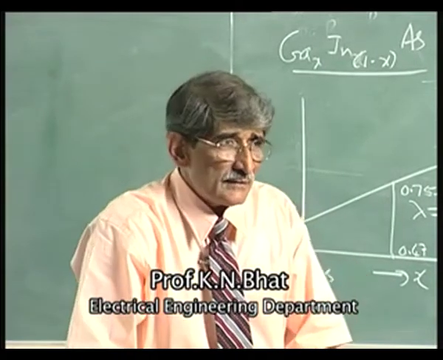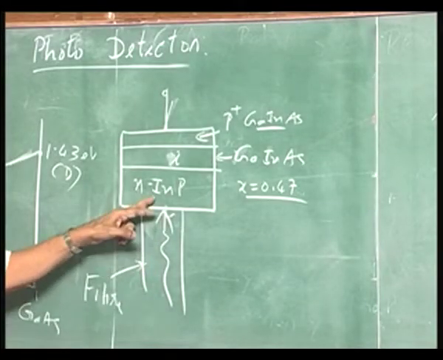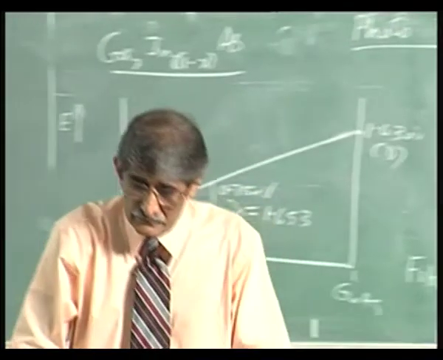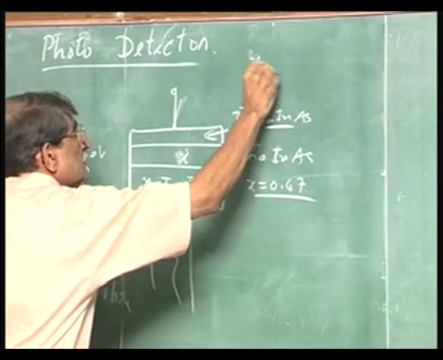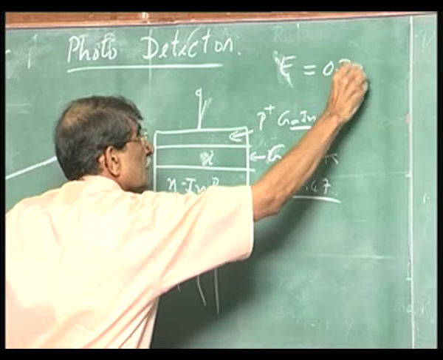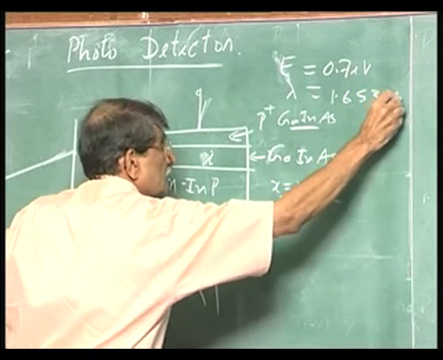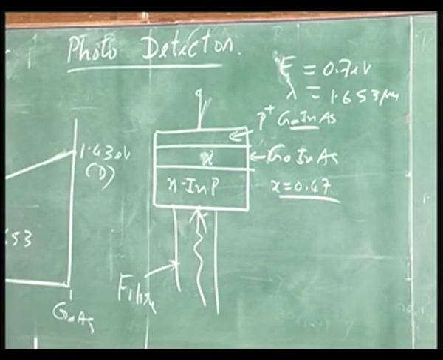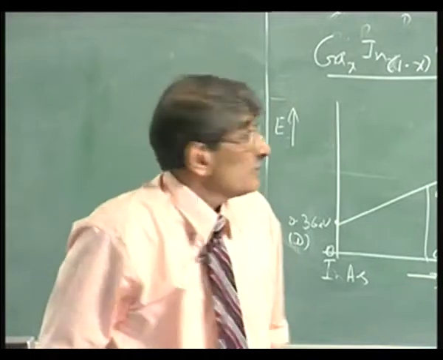Now, the idea is, if light is falling on that, what will happen when it falls on to indium phosphide? If I plot the photon current, can I take this off now? So, I will take this off now, put the other diagram. Okay. Remember this 0.75: E is equal to 0.75 electron volts, and the lambda corresponding to that is 1.653 microns. What does it mean when I say for a detector the wavelength is 1.653 micron?